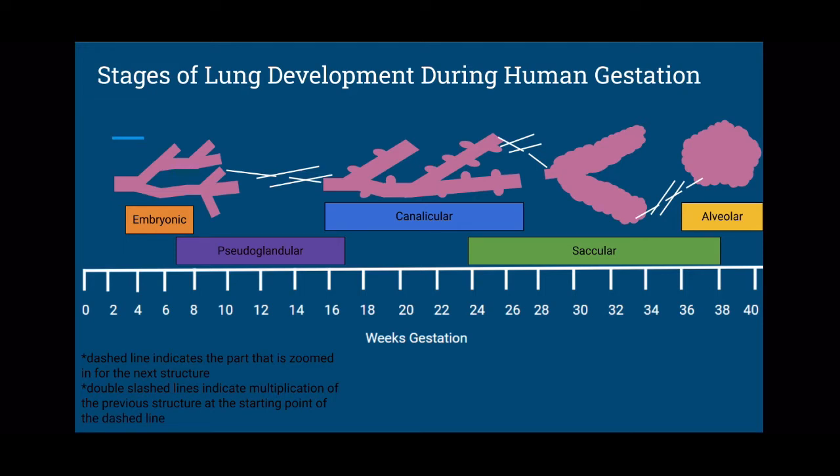The third stage is the canalicular stage, which is where epithelial differentiation occurs from the 16th to 27th week. The fourth stage is the saccular stage, which is during the 24th to 38th week. During this stage the alveolar saccules form. The last stage is the alveolar stage, which is from the 38th week and continues into the first 2 years after birth. The mature alveoli form and proliferate during this stage.